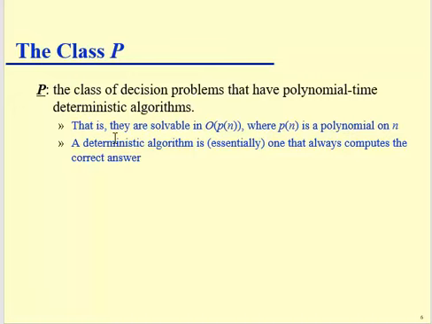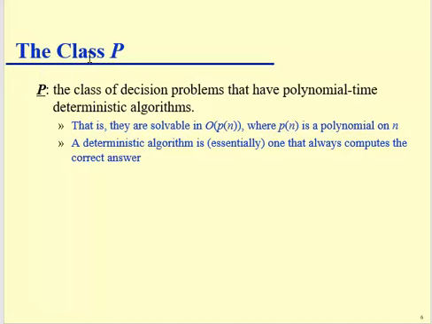Okay, next we have what's the meaning of P? Before this, I need to tell you the meaning of deterministic algorithms. A deterministic algorithm is one that always computes the correct answer, or we can say in which each and every function is going to have a unique value. Each function in that algorithm is going to give us a unique answer. It won't give more than one answer.